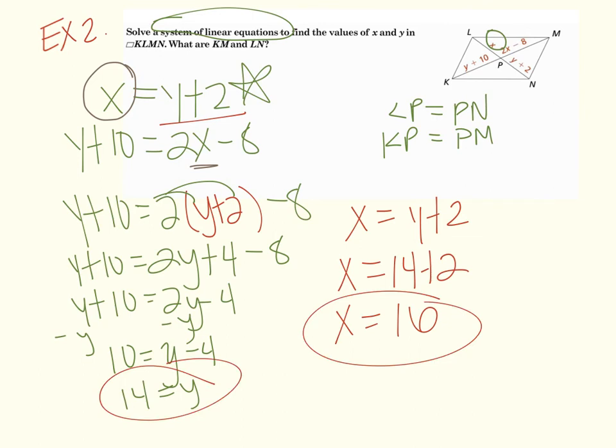It said define x and y, so there's x and y, but it also said define KM and LN. Well, KM is the entire diagonal going from left to right, increasing, and so we can plug in 14 here. So 14 plus 10 is 24, and that makes this one 24 also. So KM is 48. Then we plug in our x value, 16, so this is 16, which also makes this 16, and 16 and 16 would make 32. So LN would be 32.